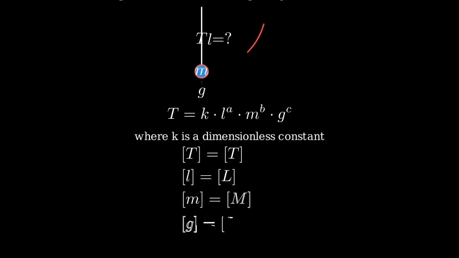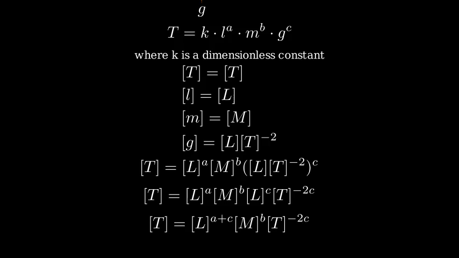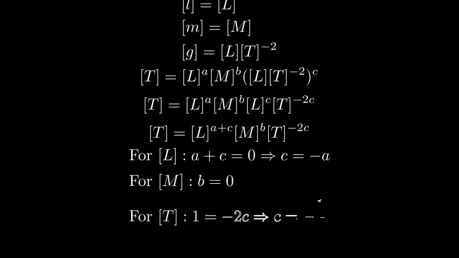Let's analyze this dimensionally. The period T has dimension T, length L has dimension L, mass m has dimension M, acceleration g has dimension LT^-2. Equating dimensions on both sides, T = L^a M^b (LT^-2)^c, so T = L^a M^b L^c T^-2c, so T = L^(a+c) M^b T^-2c. For the equation to be dimensionally consistent, we need, from L, a + c = 0.